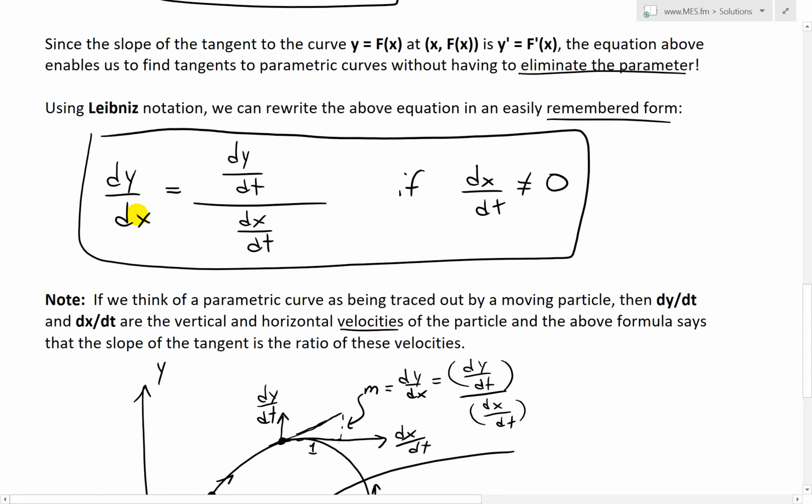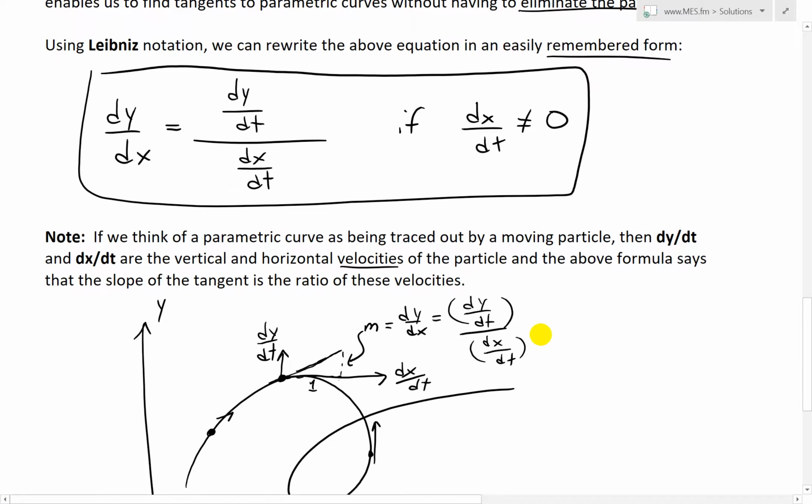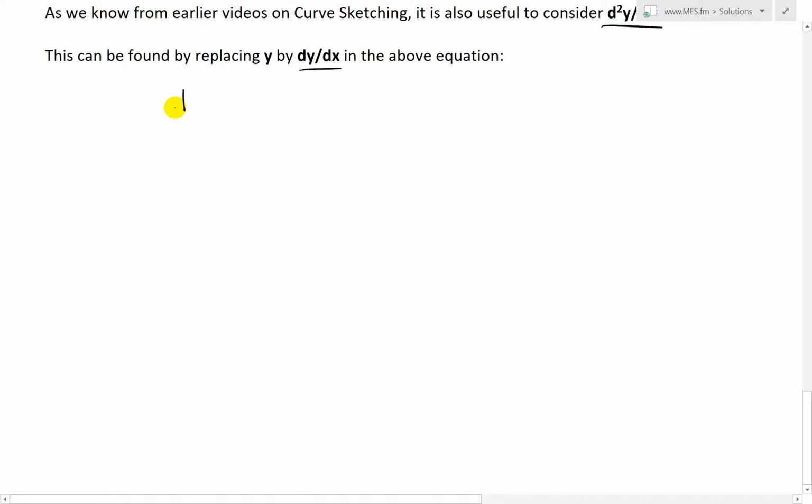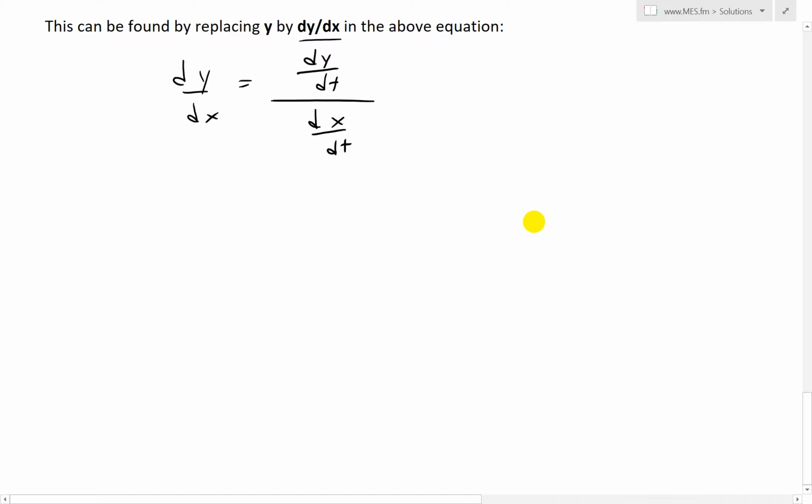So we have this equation, dy over dx equals dy over dt over dx over dt. I just want to write this down to be clear so you don't make any mistakes. The second derivative is the same thing as taking the derivative twice. This is d over dx of dy over dx, which is the same thing as writing d squared over dx squared of y.